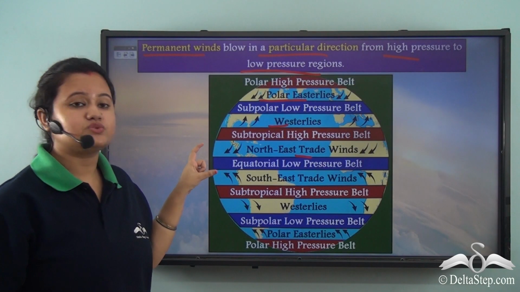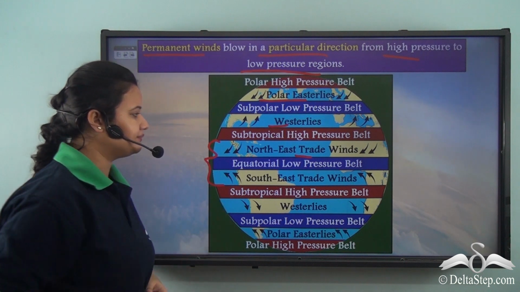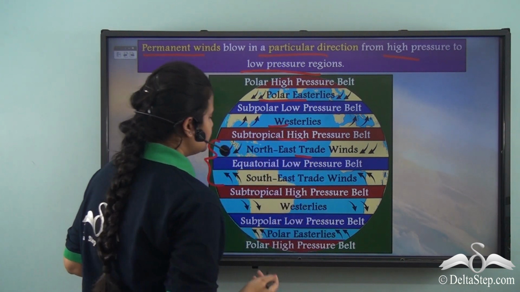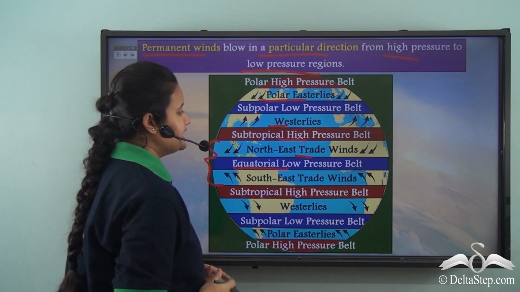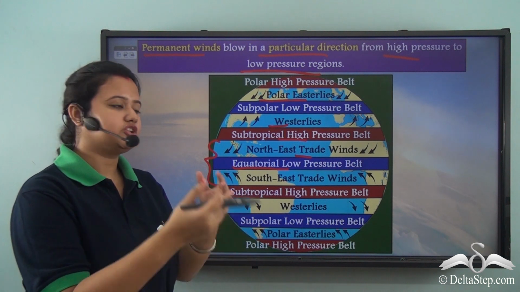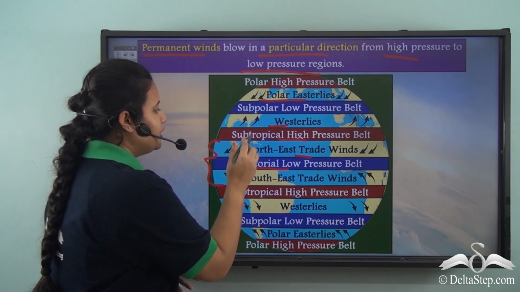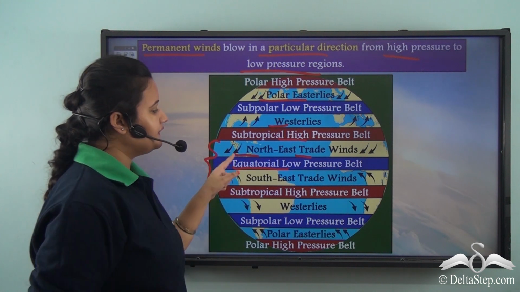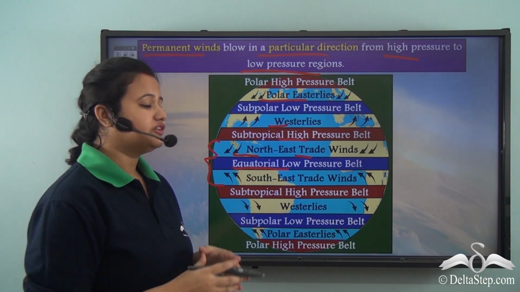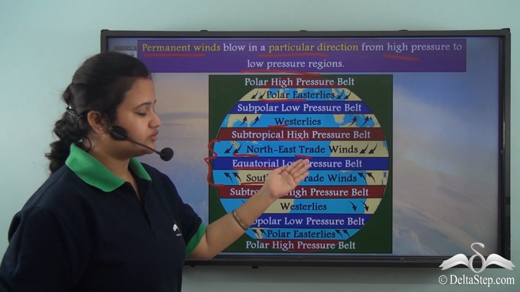Trade winds, as we can see here, are mainly active in the tropical region, and they blow from the subtropical high pressure belt to the equatorial low pressure belt. These winds are named after the direction from which they blow. That is, in the northern half the trade winds blow from the northeast direction, so they are known as northeast trade winds, whereas in the southern half they blow from the southeast direction, so they are known as southeast trade winds.